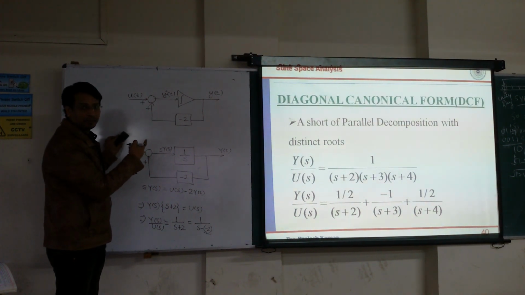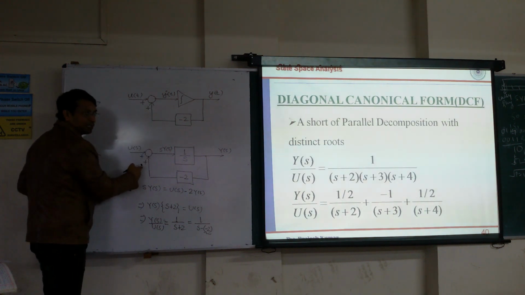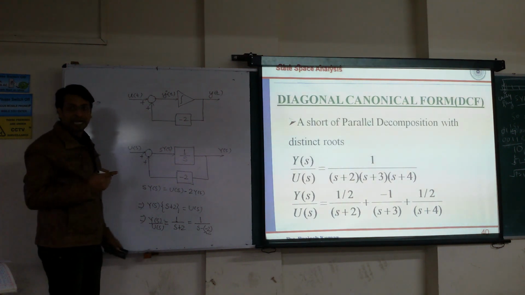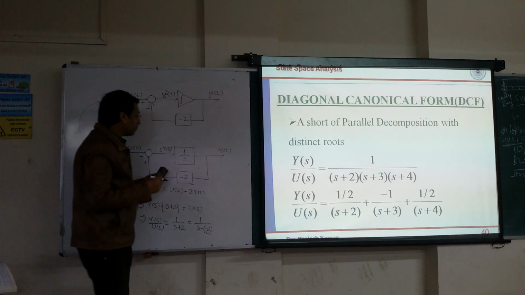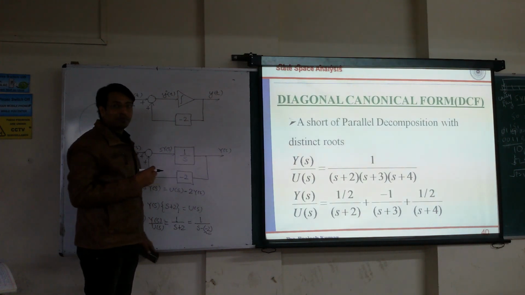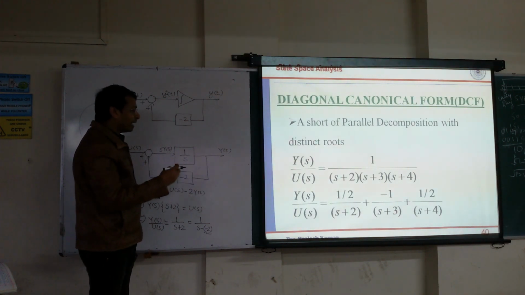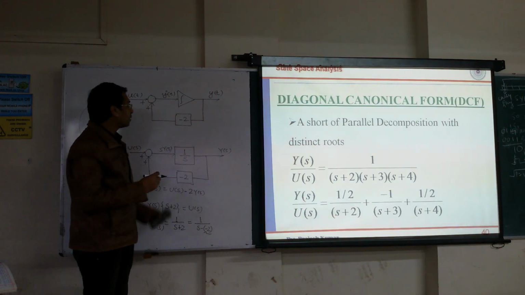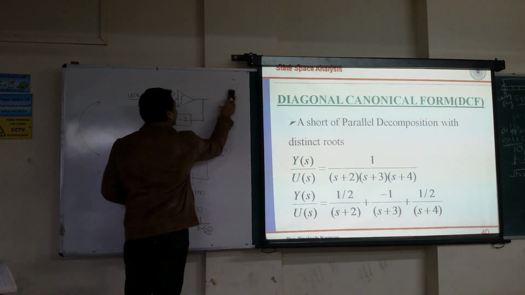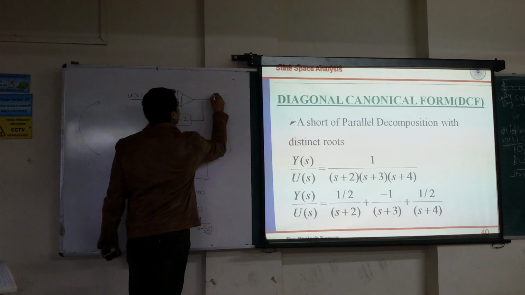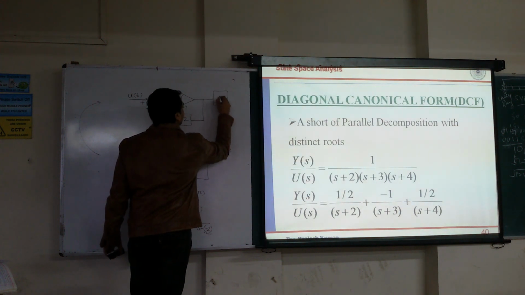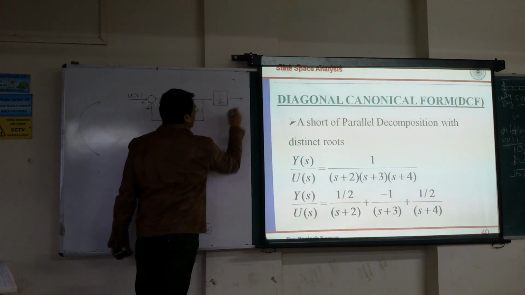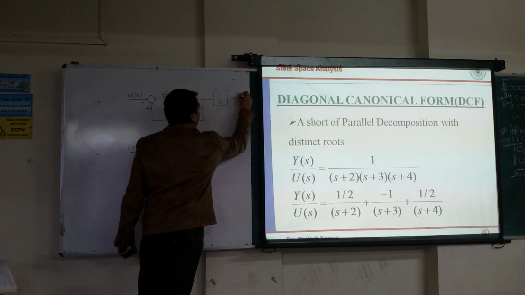Equivalently correct? This is in frequency domain and this is in your time domain representation. Okay. Now we want a multiplication factor of 1 by 2, so 1 by 2 upon s plus 2. So what will you do? You will add an amplification factor here. 1 by 2 is your gain. Now it will be y.